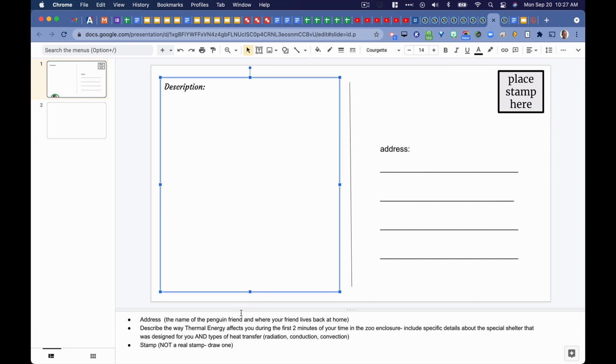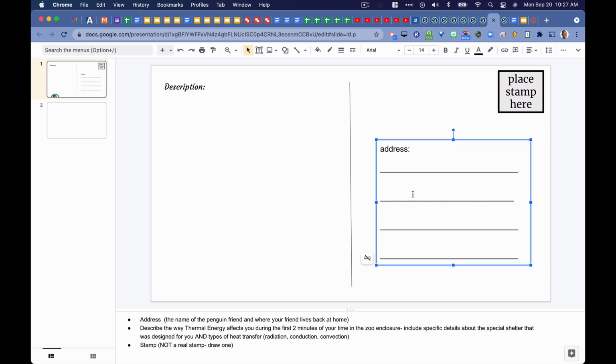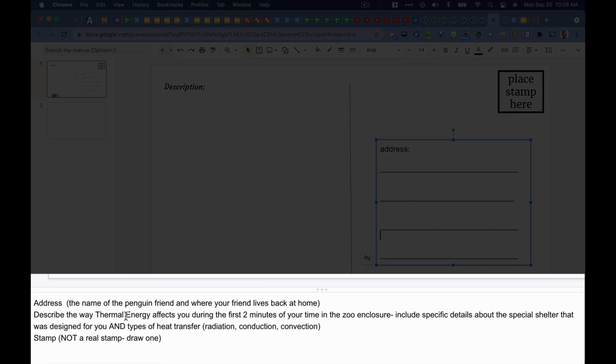So address: the name of the penguin friend. You have to name your fellow penguin friend and where he lives. So the address is the name of the penguin, the street the penguin lives on, the city the penguin lives in, and it should be the country of Antarctica, including a zip code. Describe the way thermal energy affects you during the first 2 minutes of your time in the zoo enclosure.